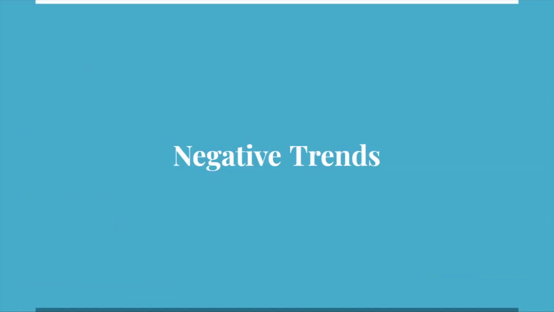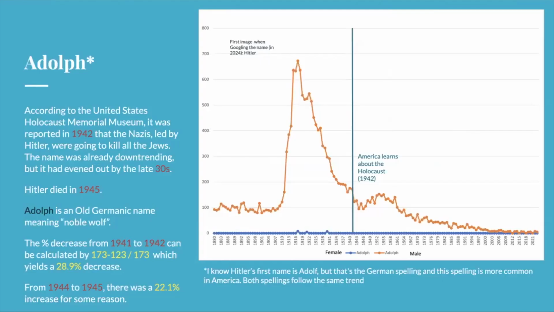The first couple are going to be very bad things, and you can probably guess which names I looked up because we're starting with Adolf. So I looked it up, and according to the United States Holocaust Memorial Museum, it was reported in 1942 that the Nazis, led by Adolf Hitler, were going to kill all of the Jews in Europe. And so America joined the war in 1941, so this was only about a year later. But the name was already downtrending.